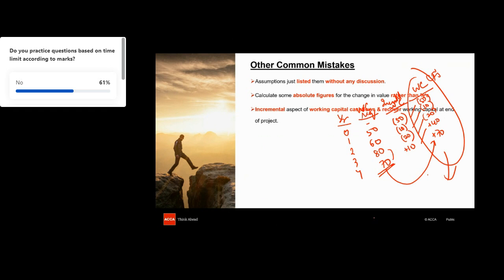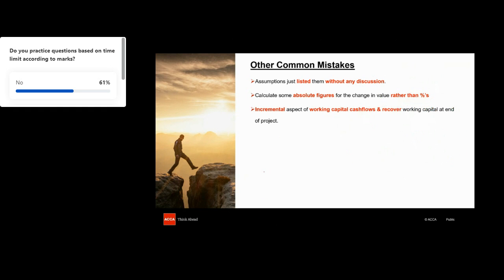So this was something that was noted, where the incremental aspect of working capital cash flows and the recovery of working capital were done in error. Now, when it came to royalty, royalty goes from one currency and comes to the other country in another currency. The conversion was wrong, and the placement of it was wrong in many cases. Whenever the royalty comes, candidates make errors here.